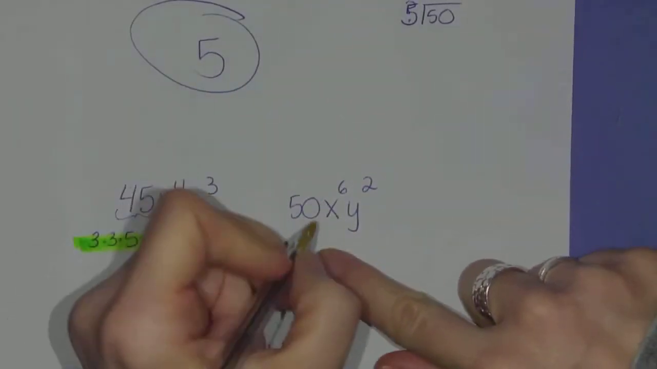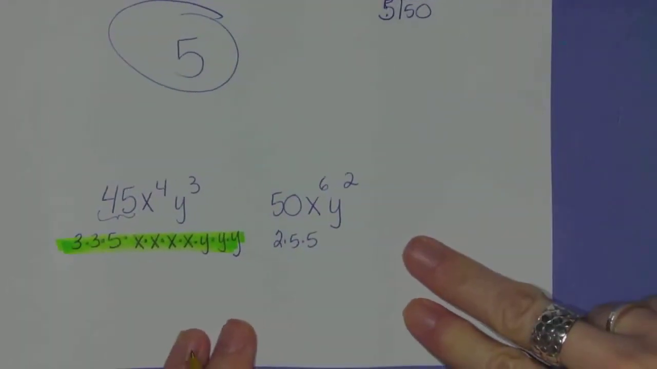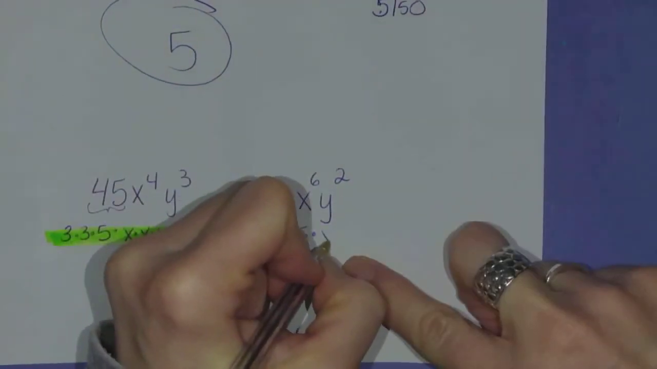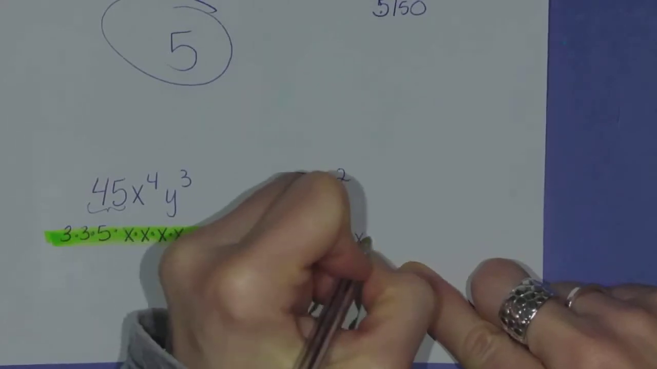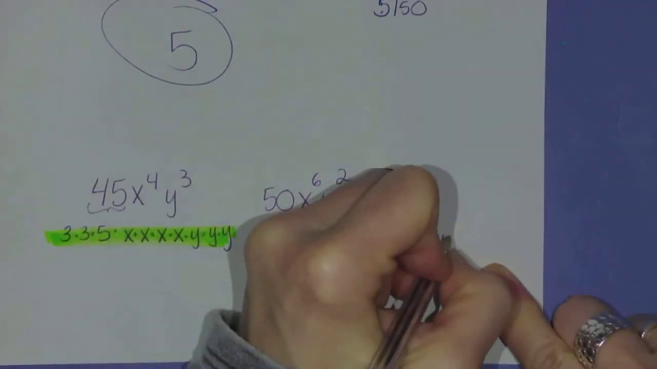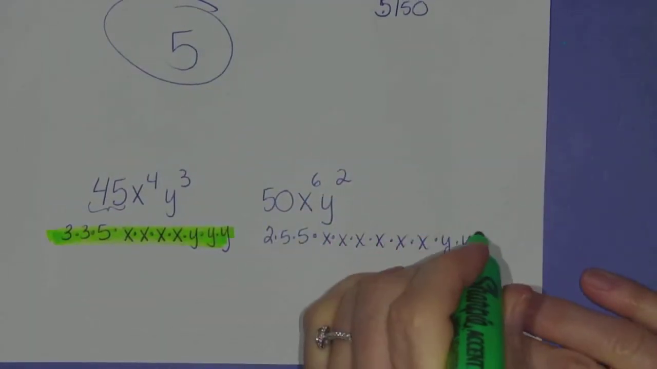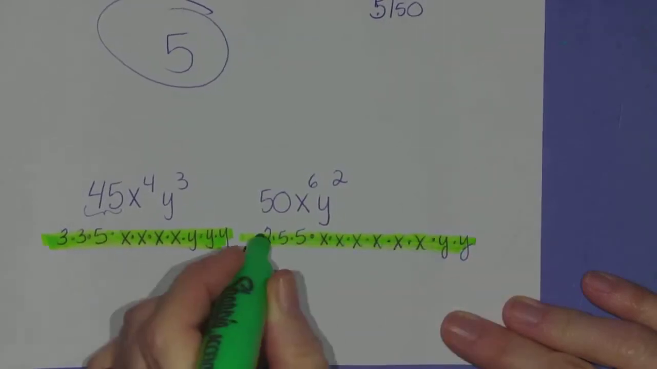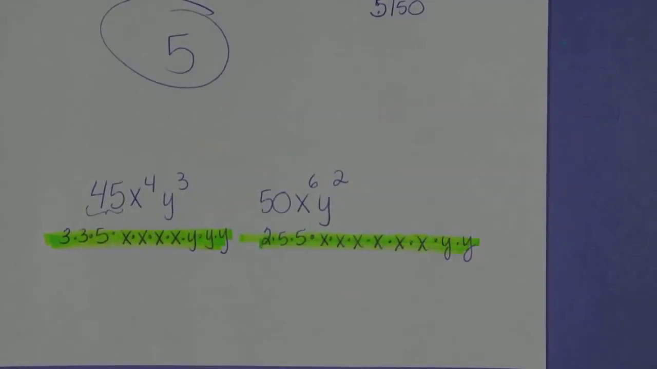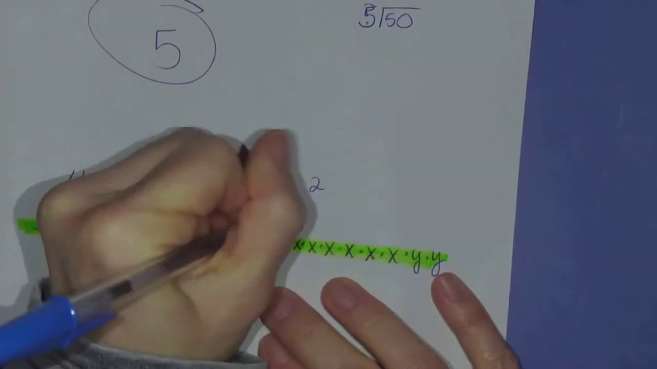Now 50, we already know, is 2 times 5 times 5. And then we have 6 x's: 1, 2, 3, 4, 5, 6, and then 2 y's. So that's that monomial broken all the way down. So now all we have to do is circle what they have in common. So we already know they have a 5 because we did that up above. So we'll circle a 5.